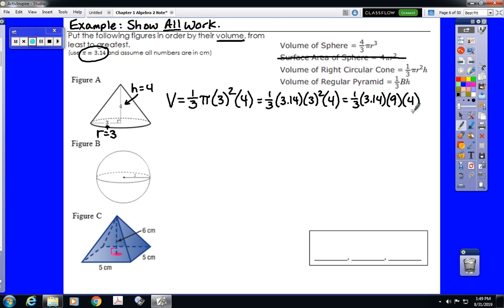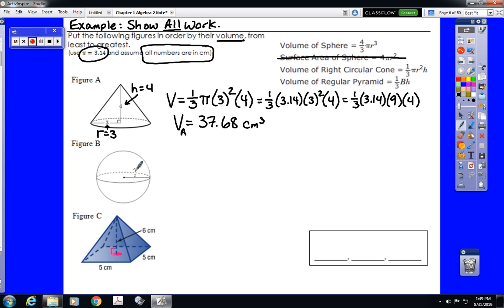Now we don't need to show every single step of that. We can simply feed it to our calculator. Our calculator is programmed to give us proper order of operations. So 1/3 times 3.14 times 9 times 4 is 37.68 centimeters cubed, because they tell us all numbers are in centimeters. So our volume for figure A is 37.68 cubic centimeters.